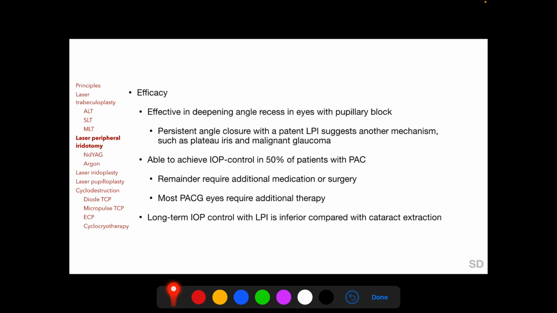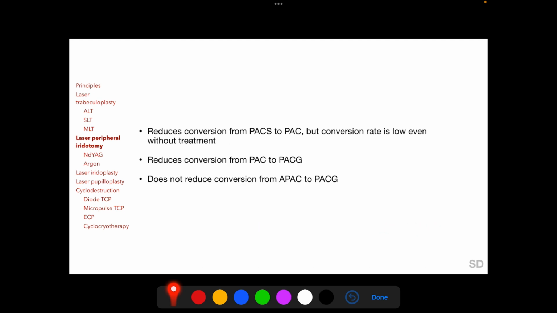It has been established that long-term control of intraocular pressure with LPI is inferior compared with cataract extraction. LPI reduces conversion from PACS to PAC, but even without LPI, the conversion rate from PACS to PAC is low, and so there is controversy whether all PACS patients require LPI. LPI has also been shown to reduce conversion from PAC to PACG, but LPI has not been shown to reduce conversion from acute primary angle closure to primary angle closure glaucoma.